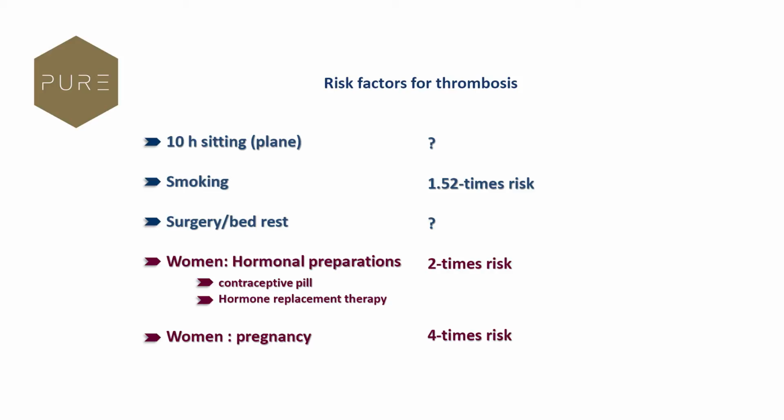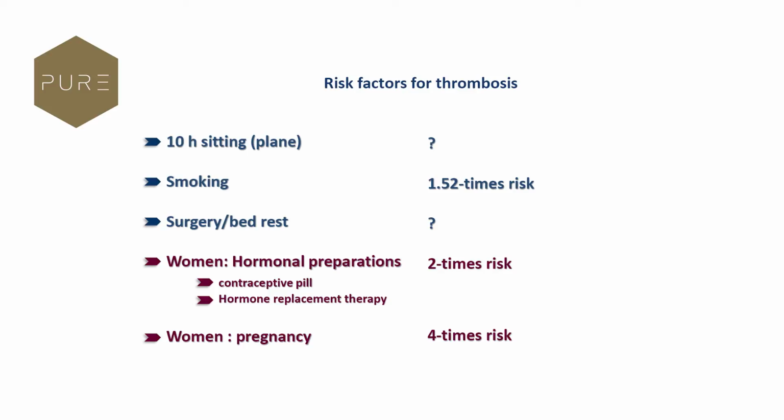Smoking increases your risk 1.52-fold, so it should, especially in genetically predisposed people, be avoided. Then after surgery, or when you're lying in bed, in a hospital bed for some weeks maybe, this is also a very strong increased risk. So also blood thinning should be taken during that time.